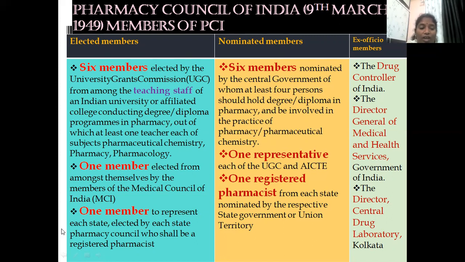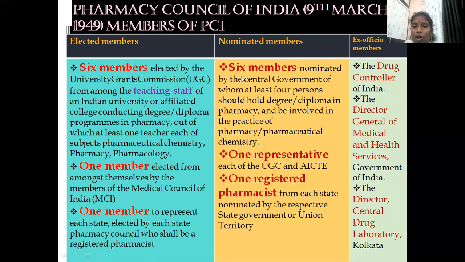1 member from each state. So each state, 1 member we are electing, by each State Pharmacy Council, and that person should be a registered pharmacist. Okay. So 1 person from each state, that person is a registered pharmacist. So 6 persons from the teaching staff, 1 person from the MCI, and 1 person from the registered pharmacists.